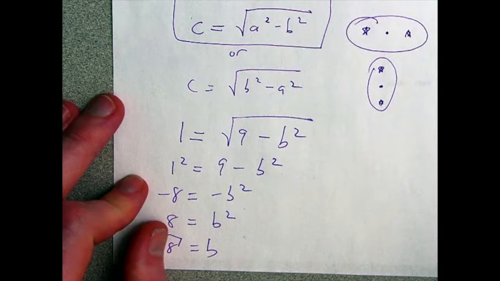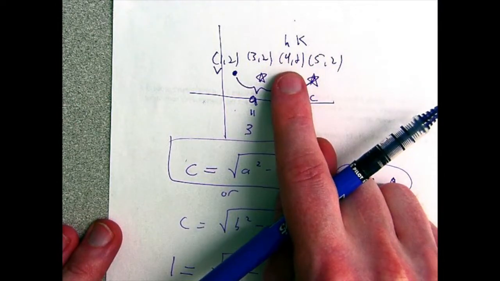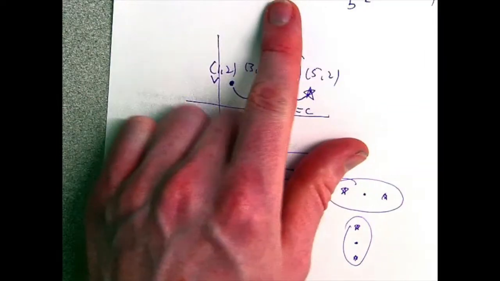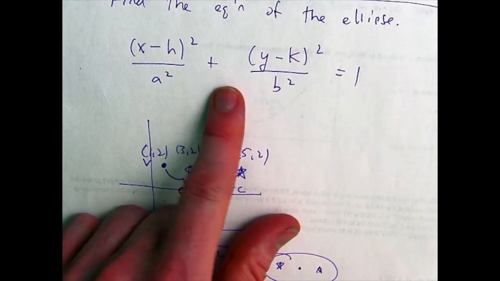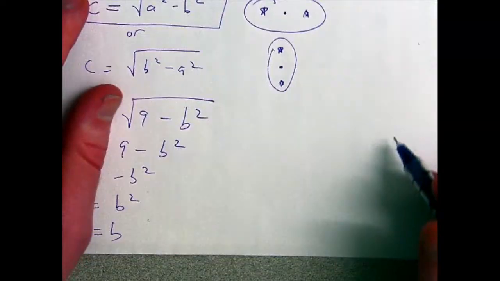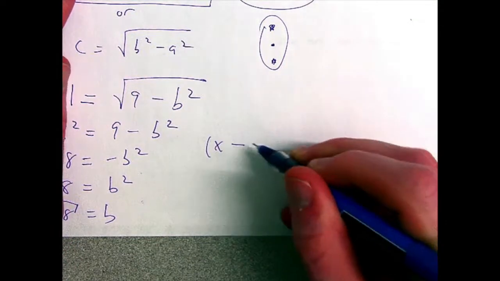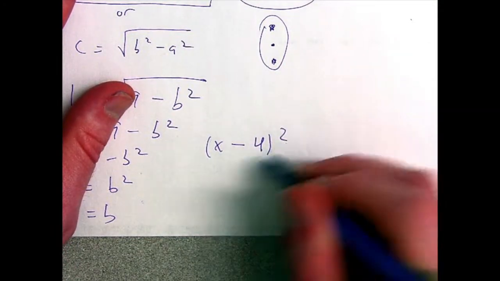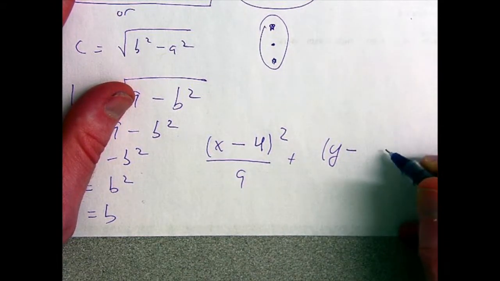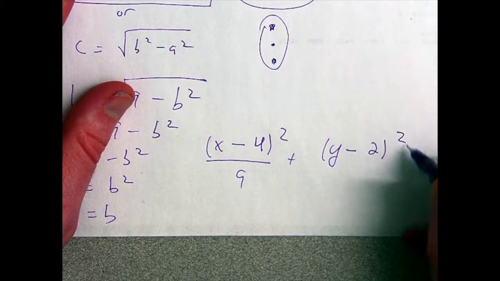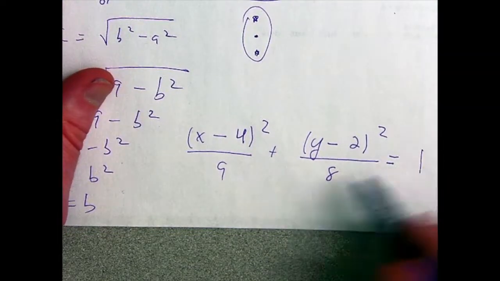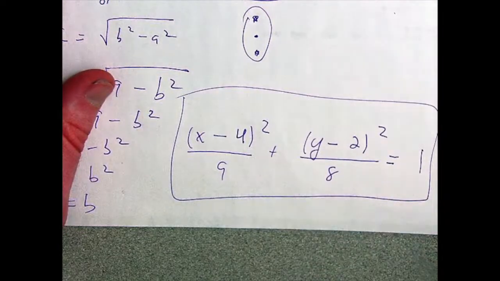Well, we now have h and k, the coordinates of the center. We have a and we have b, so we have everything we need to write down the equation of this ellipse. All we have to do is plug those values into this general form. So what is our equation? It's x minus h, which we said was 4, quantity squared, over a squared, that's 9, plus y minus k, that k was 2, quantity squared, over b squared, which is 8. And that's going to be equal to 1. And that's the equation of the ellipse.